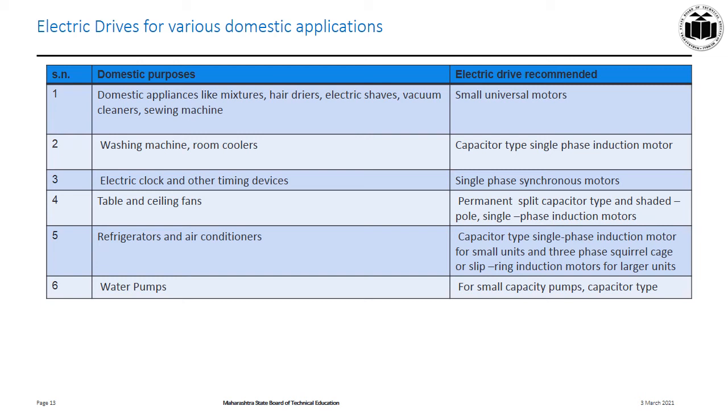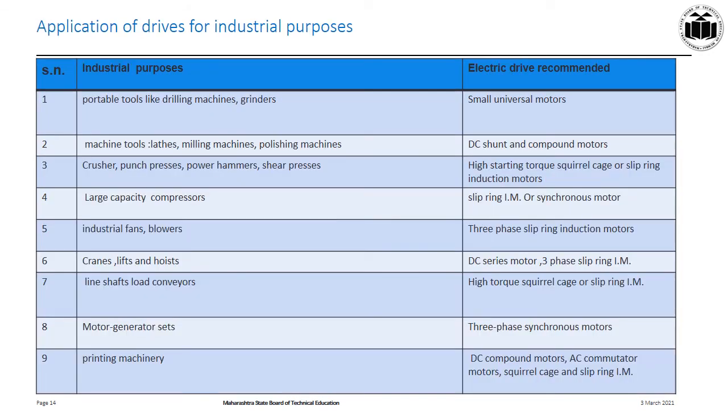The permanent split capacitor type and the shaded pole single phase induction motor are useful for table fans and ceiling fans. For the refrigerator and air conditioner, the capacitor type single phase induction motor is used for the small unit, and the three phase squirrel cage or slip ring is used for the larger unit. So the learner may go through the list and note down the particular type of electric drive which is recommended for the particular domestic purpose.